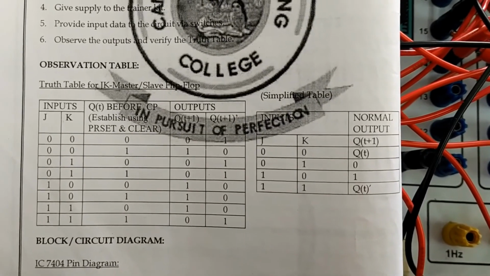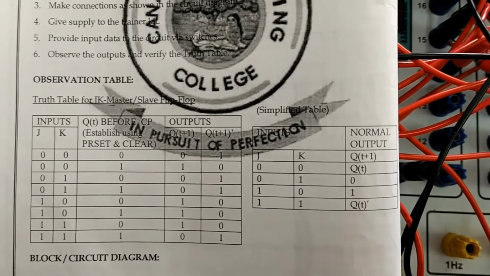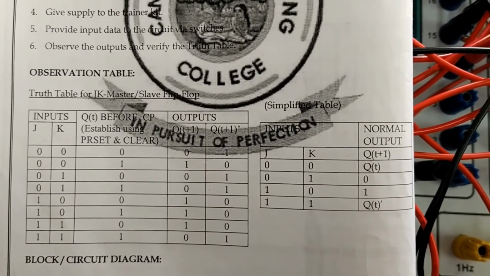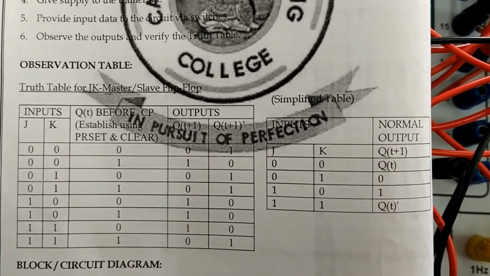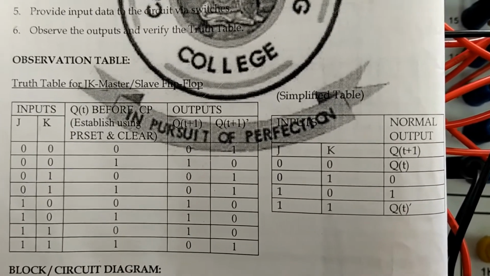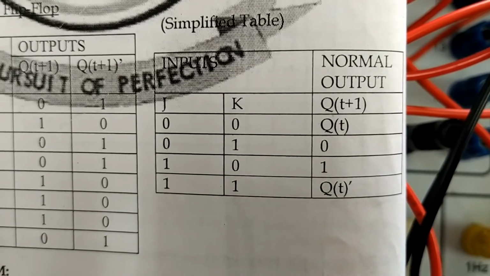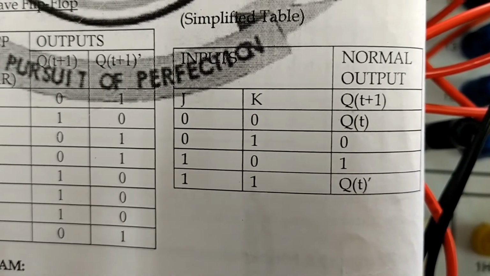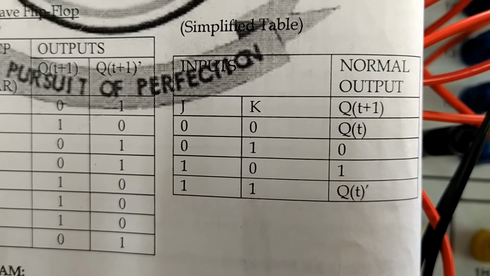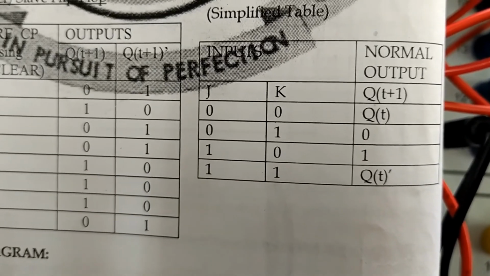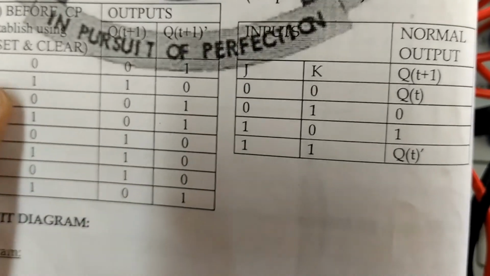So coming to the demonstration part of JK master slave flip-flop, we'll once again have a look into the truth table we are going to verify now. So this is your truth table. So J, K and the output. So 0 0 it is previous state, 0 1 it is 0, 1 0 it is 1, 1 1 it is going to toggle.